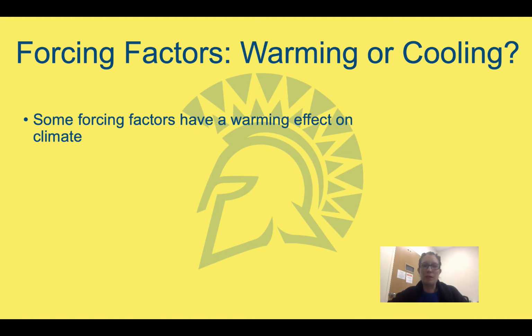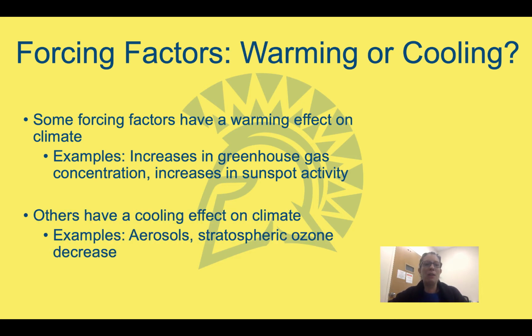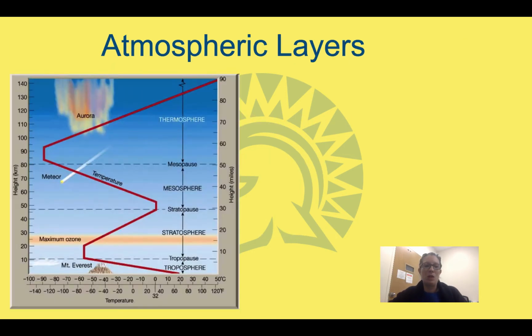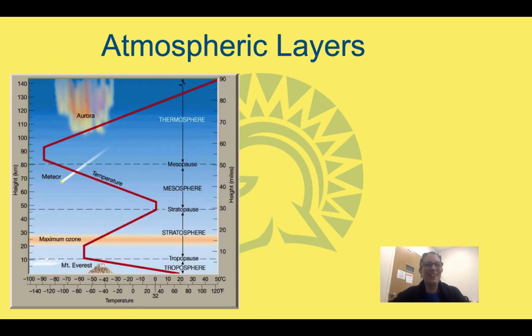Now, some forcing factors have a warming effect. Some examples of that would be increases in greenhouse gas concentration and increases in sunspot activity. We went over these, so we do know that they have a warming effect on our climate. Others have a cooling effect, like aerosols and decreases in stratospheric ozone.